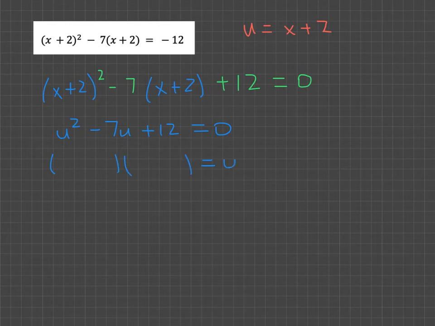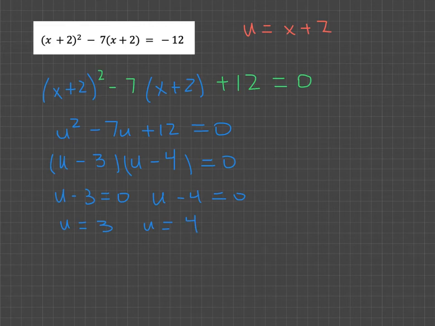That leading coefficient is 1, so u and u, and then we want the numbers that multiply to 12 and add to negative 7, and that's going to be a negative 3 and a negative 4. Set those factors equal to 0 and solve. You get u equals 3 and u equals 4.